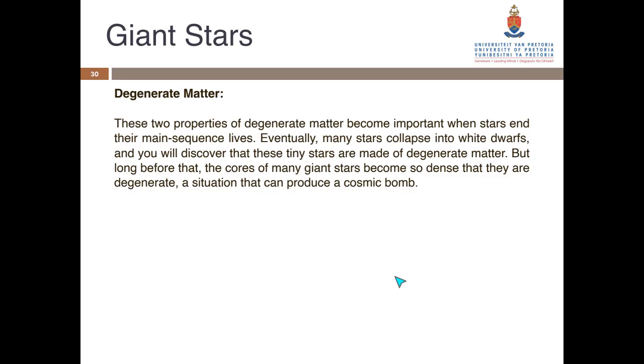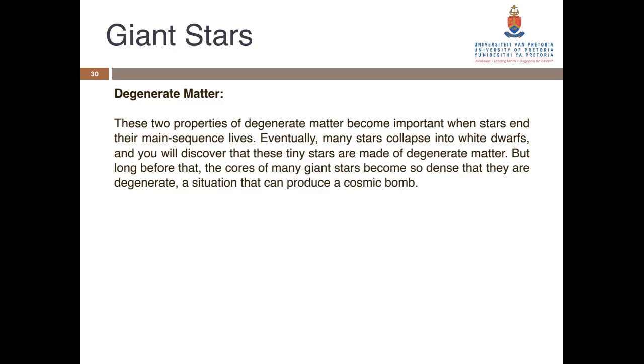These two properties of degenerate matter become important when stars end their main sequence life. Eventually, many stars collapse into white dwarfs, and you will discover that these stars are made of degenerate matter. But long before that, the cores of many giant stars become so dense that they are degenerate, a situation that can produce a cosmic bomb.